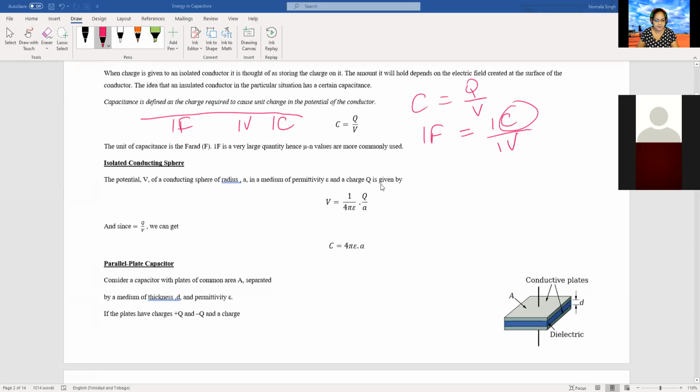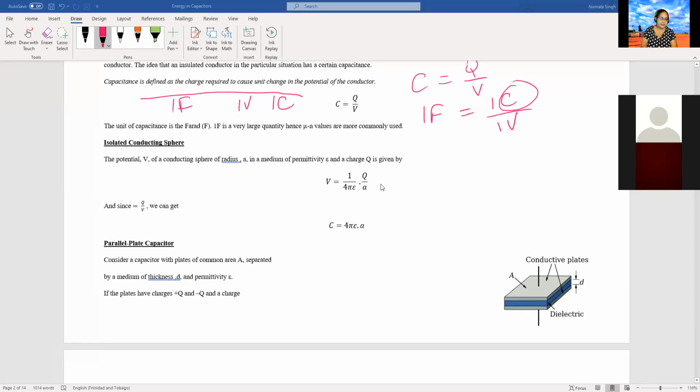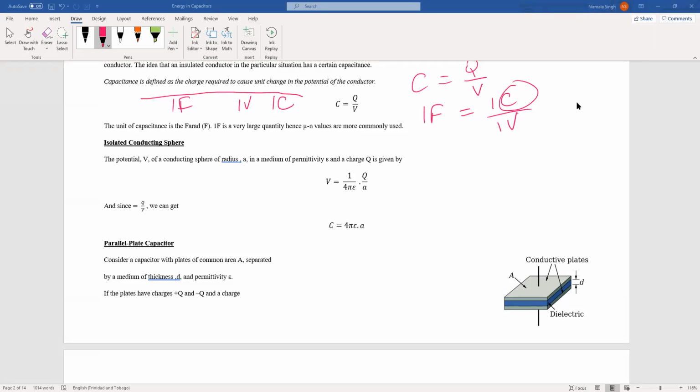We had started it, but just to look, you all have to know how to work out the capacitance for 2 situations. 1 being the isolated conducting sphere, and 2 being your parallel plate capacitor. Now, the parallel plate capacitor is what we use almost all the time. So, just to remember the equation here, capacitance is equal to Q over V.